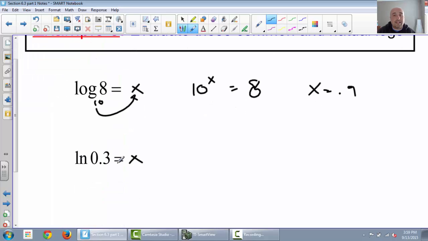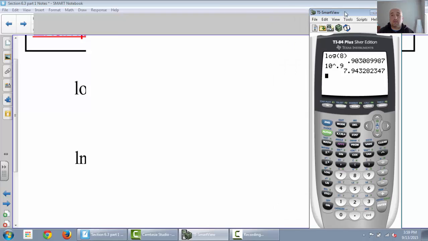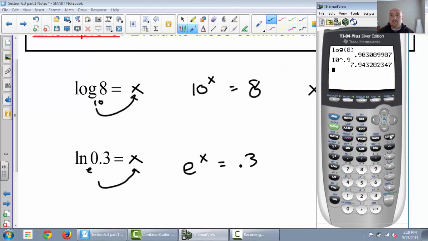This one says ln of 0.3 is equal to x. What does that really mean? Remember, ln means log base e. So e raised to the x is equal to 0.3. Well, I really have no idea how to do that one in my head, so I'm going to use the calculator to do this one as well. Once again, notice there's log and ln right above each other on the left-hand side here. So now I'm going to do ln of 0.3, close my parentheses, hit enter, and there is my number.